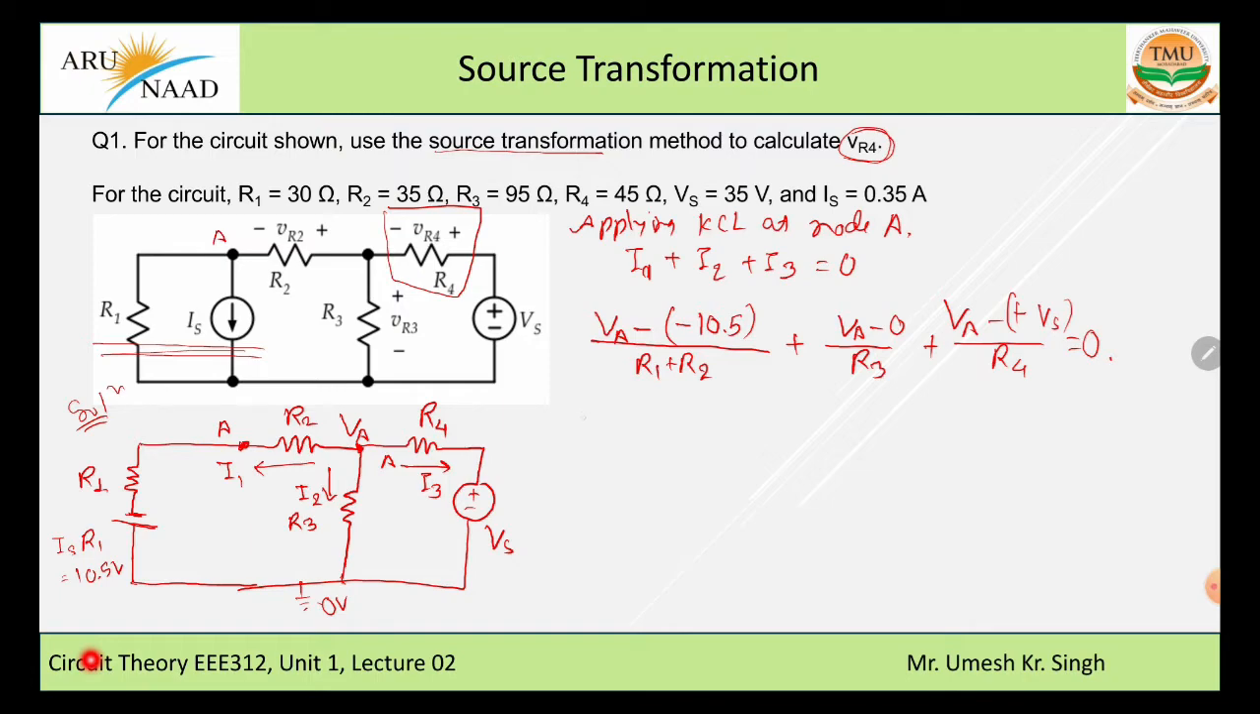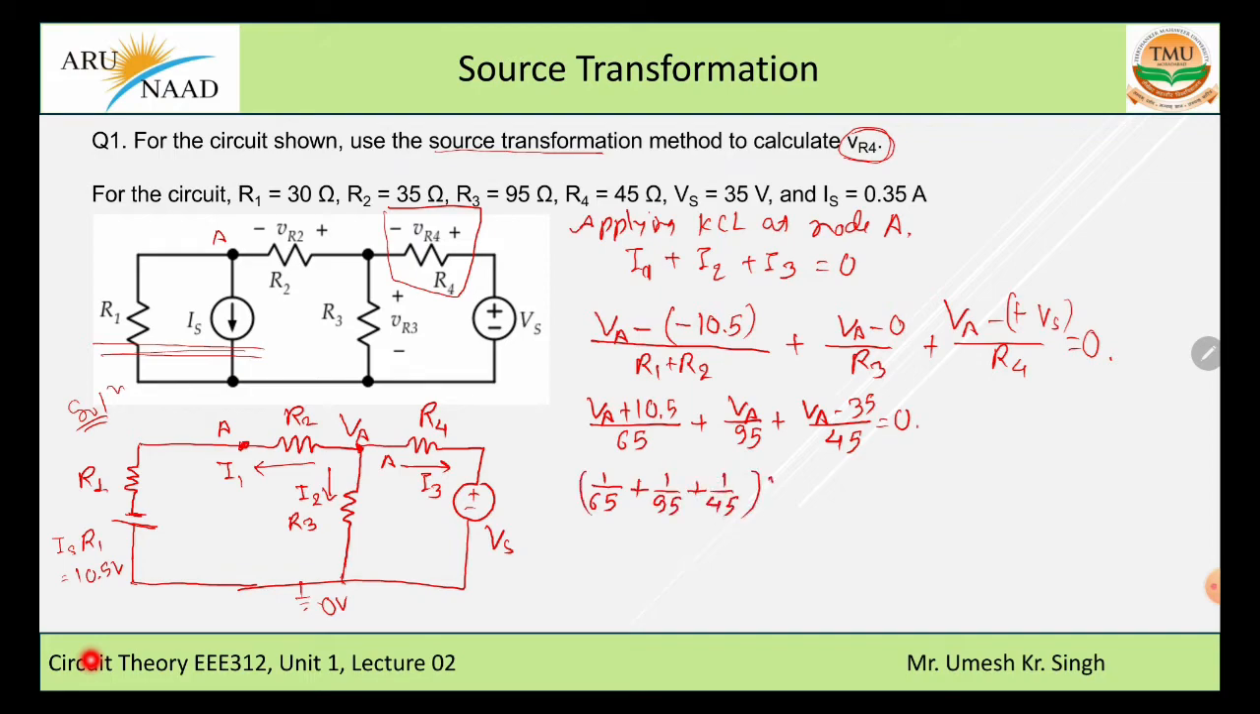And when we put and solve, what we get? VA plus 10.5 divided by R1 plus R2 is 65. VA divided by 95. VA minus 35 divided by 45. All the students should know how to use a calculator, because this type of calculation can be done easily using the calculator.